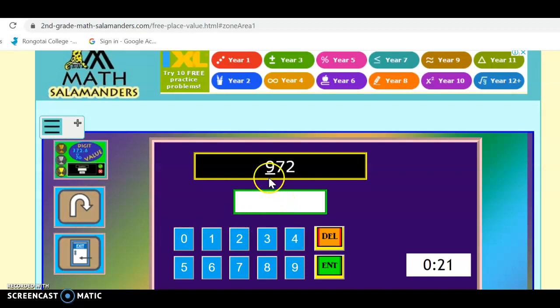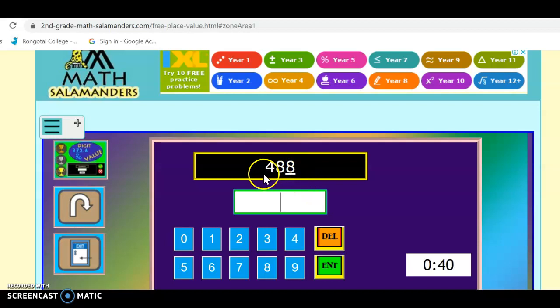The one that's underlined, I want you to tell me whether it's 9 ones, 9 tens, or 9 hundreds. So we look there and we think, there's the ones, there's the tens, there's the hundreds. That 9 must be 900. So we go 900. Enter, and we see we got it right.